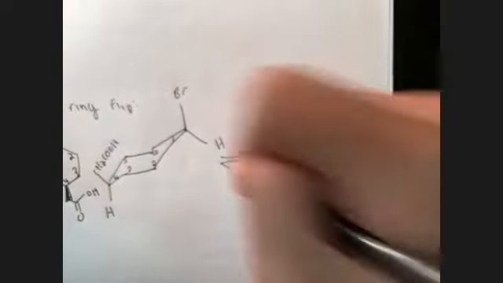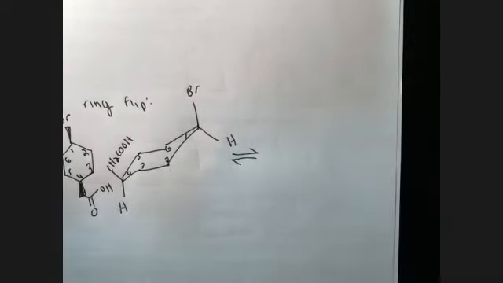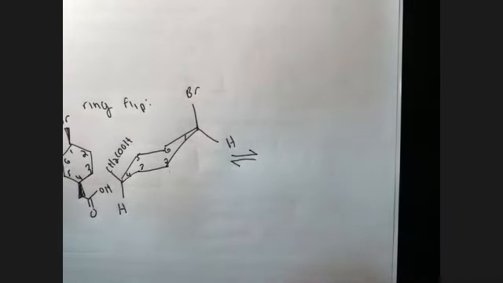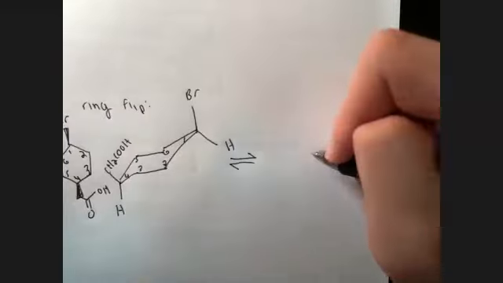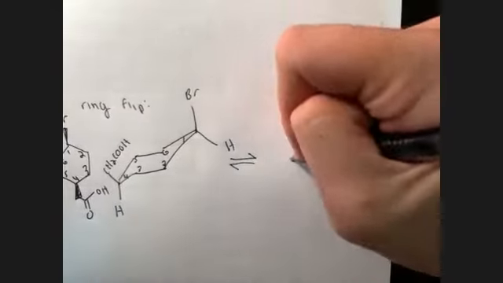Then I want to do the ring flip. So we have these equilibrium arrows, because they're rapidly interchanging between each other until they reach dynamic equilibrium. But essentially, instead of 1 being up, now 1 is down. And instead of 4 being down, 4 is now up. So this is what this chair conformer looks like.